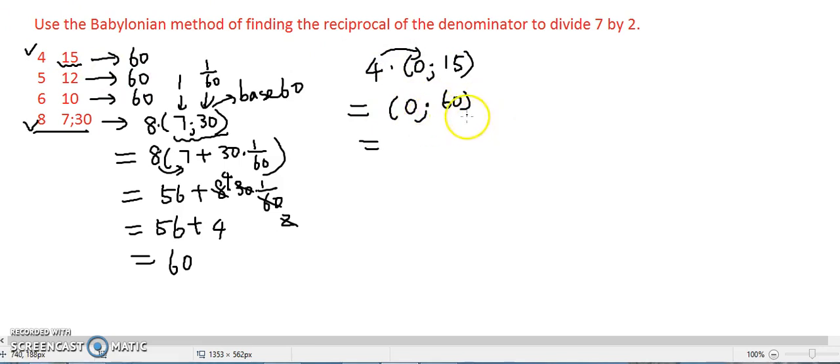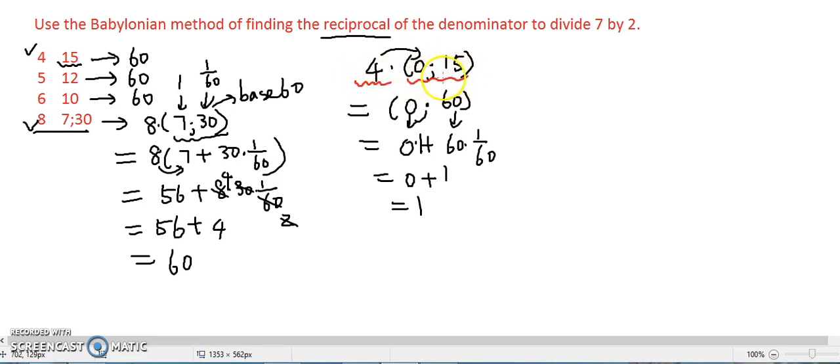If we convert this number to our modern system, it's 0 times 1, since this has place value 1, plus 60 times 1 over 60, which is exactly equal to 1. From algebra class, we know that if two numbers multiply to get 1, we call them reciprocals of each other. So in Babylonian base 60, 4 times this number gives 1. So these two are reciprocals of each other.